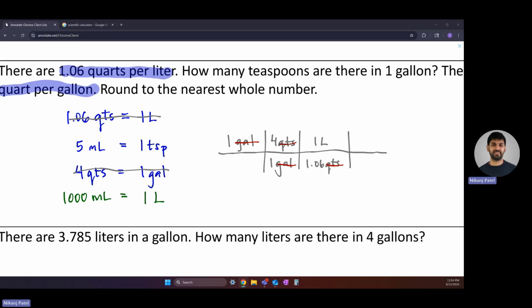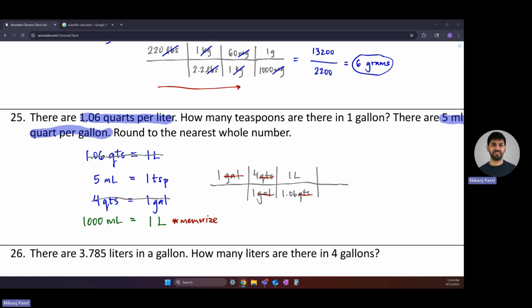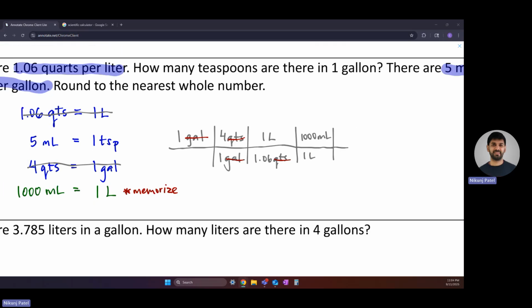So this is an additional one that you should memorize, that particular conversion. It's really the same thing that I had mentioned up here in number 24. So now we have liters right here, so we can use that in our chart. 1 liter is equal to 1,000 milliliters. That's good. We can cross off our liters.